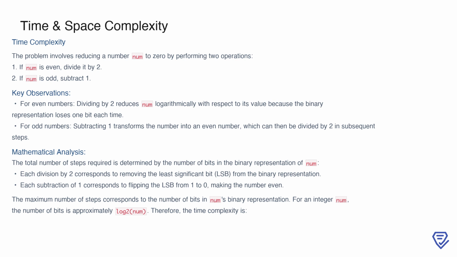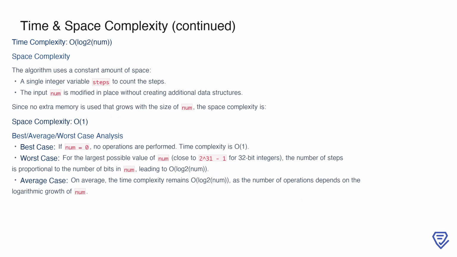The key insight here is that each operation, whether a division or subtraction, corresponds to processing one bit of the binary representation of number. Since the total number of bits in number is approximately proportional to log2 number, the time complexity of this process is determined by the number of bits, giving us a logarithmic time complexity of O(log2 number). The space complexity of this algorithm is straightforward.